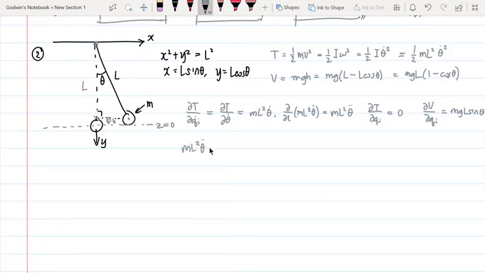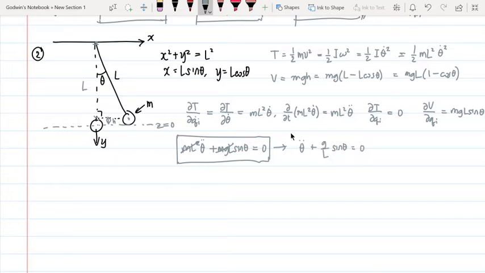And if we put this all together, we're going to have ml squared theta double dot minus 0 plus mgL sine theta is equal to 0. So this is our famous pendulum equation. Of course, we can divide both sides by ml squared. We're going to get theta double dot plus g over L sine theta is equal to 0.